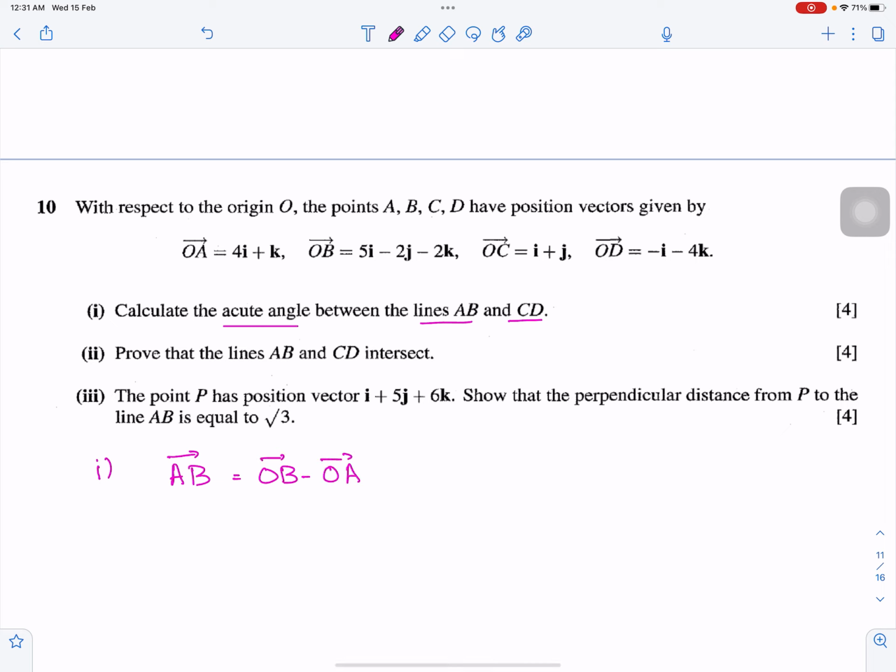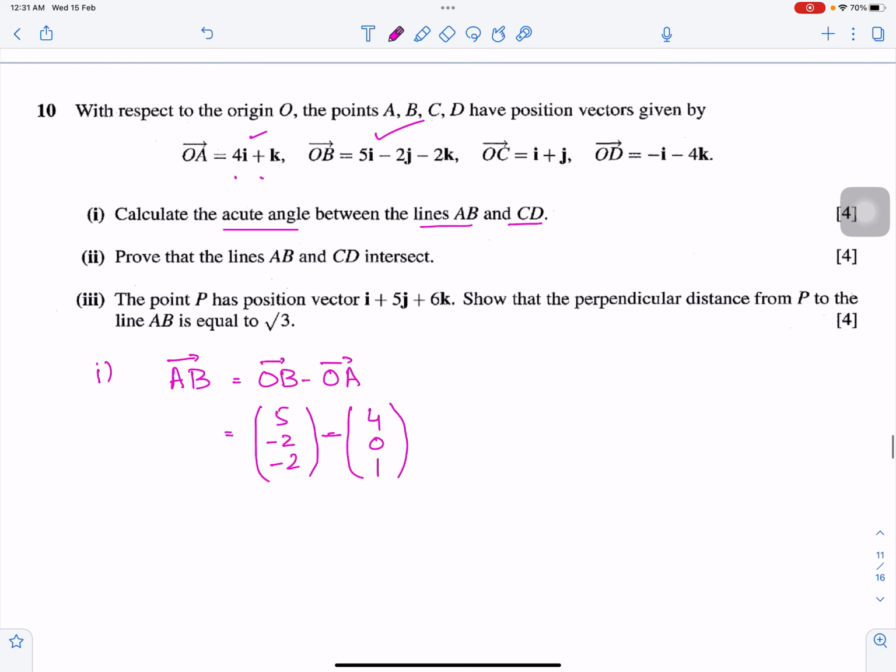So we will very quickly substitute the values here. I am very comfortable with column vectors, and in my experience students find them easy too. So OB is 5, minus 2, minus 2. And OA is 4, 0 and 1, since j is not here, so it is 0. So let's solve this one. 5 minus 4 is 1, minus 2 minus 0 is minus 2, minus 2 minus 1 is minus 3. So this is the direction of AB.